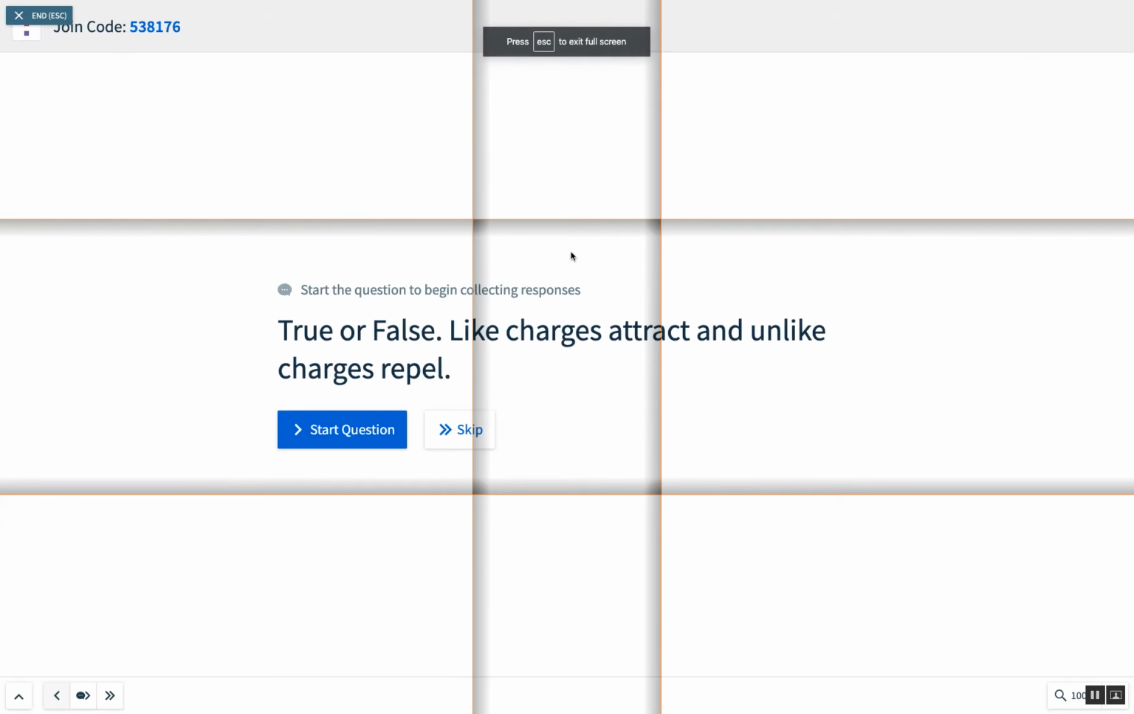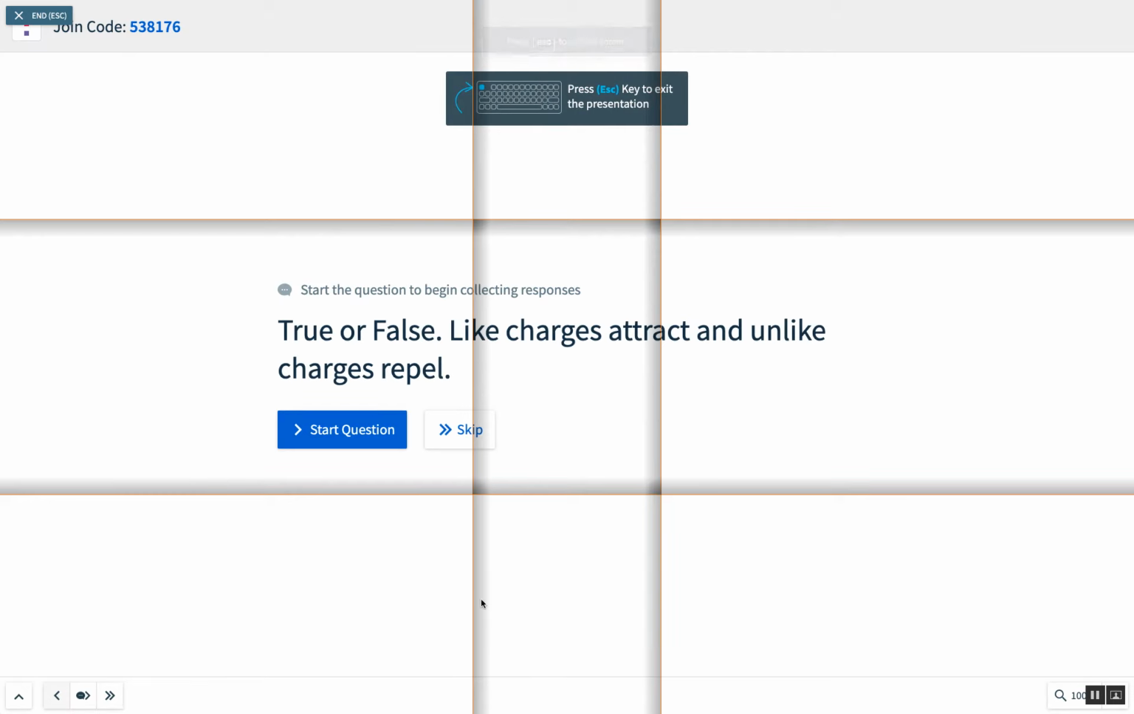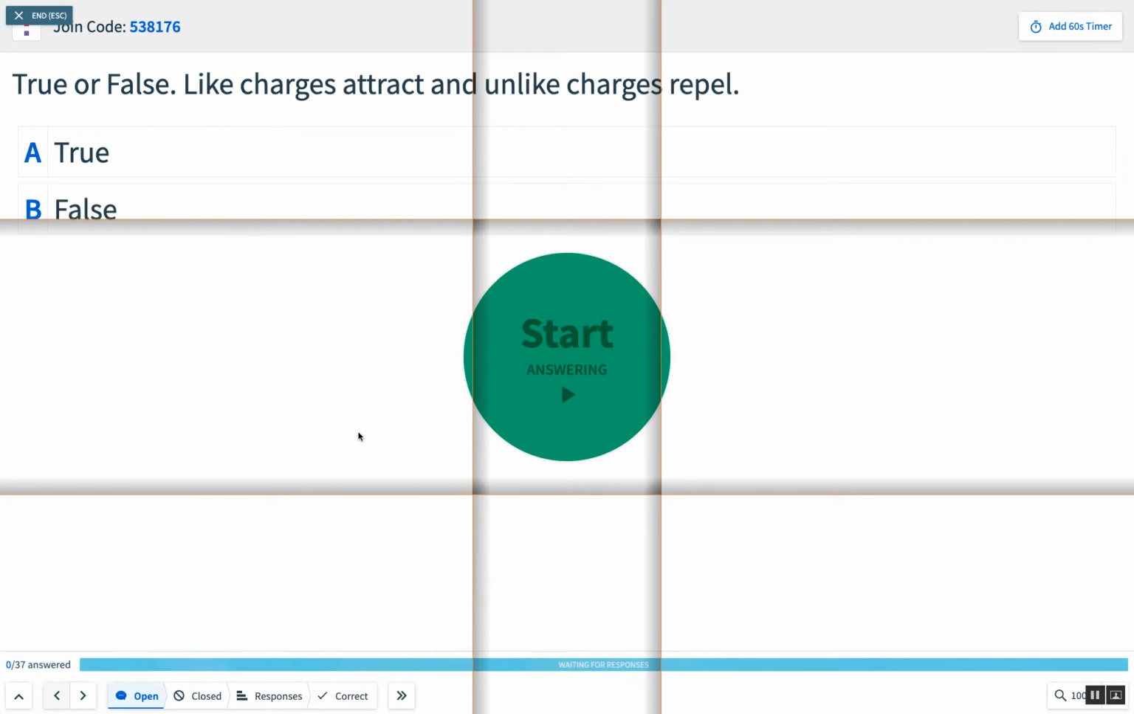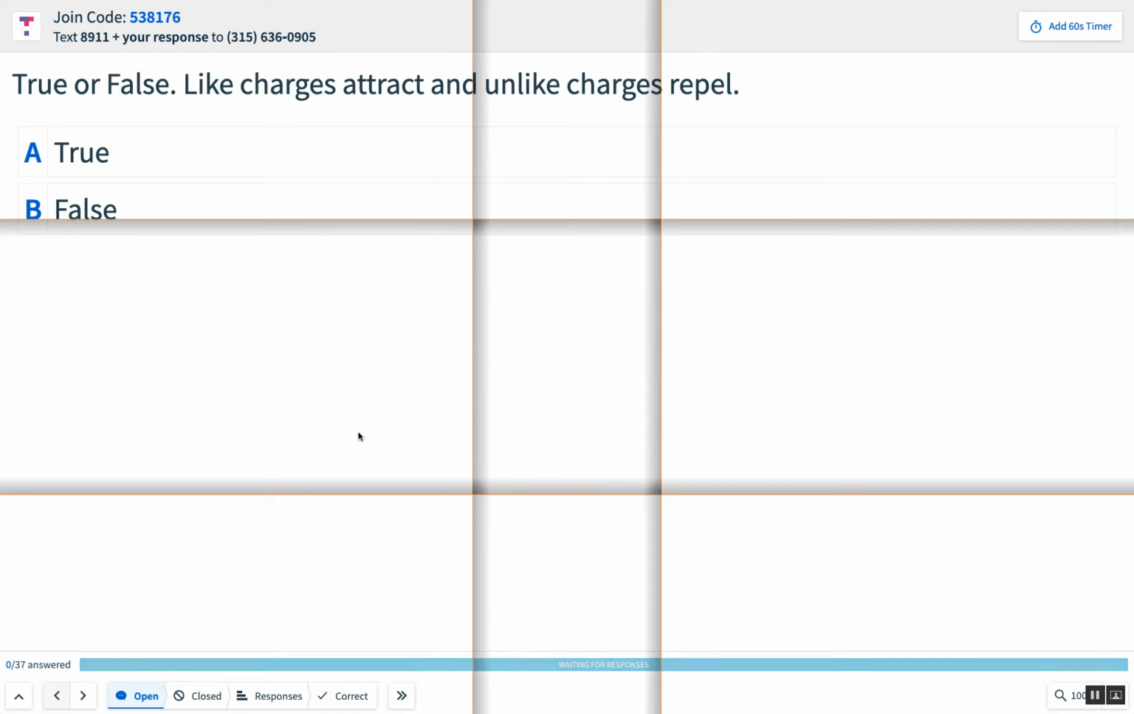So the first question for today, pretty easy. True or false, like charges attract and unlike charges repel? Is this true or false? Like charges attract and unlike charges repel. Pretty easy starting off.